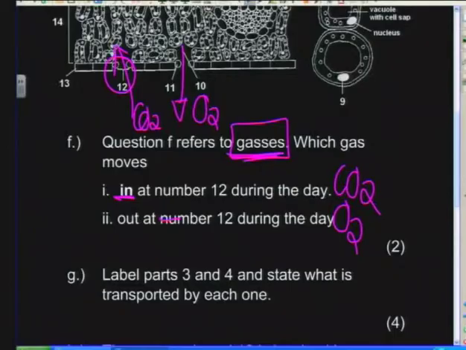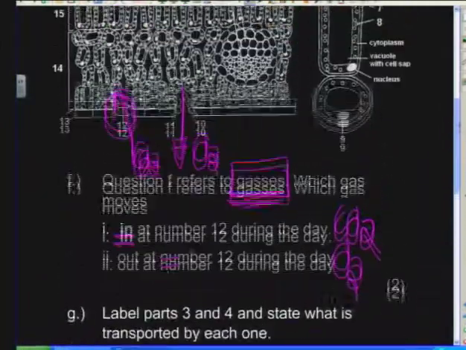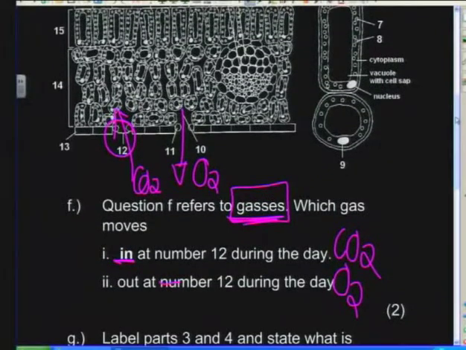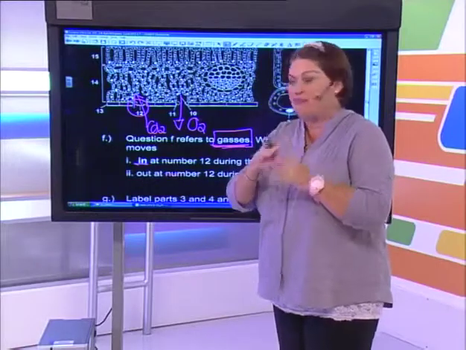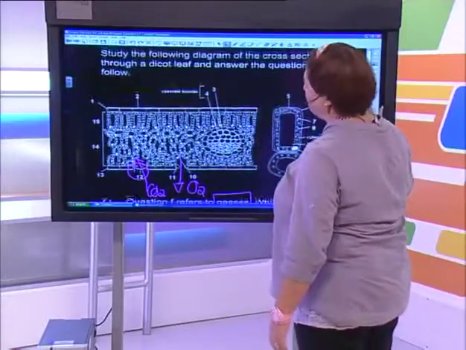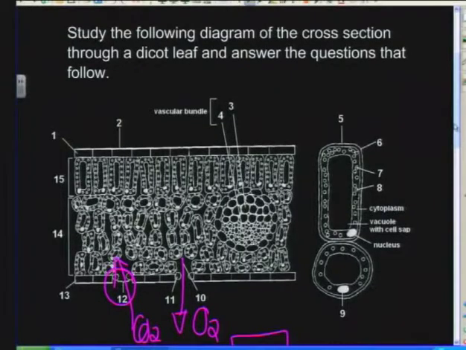Label parts 3 and 4 and state what is transported by each. The word there, transported. So we know it's going to be my vascular bundle. We even say vascular bundle to be kind to you. The biggest problem here is you get the two confused. The nice big open ones, that's always your xylem. So number 3 is going to be xylem.